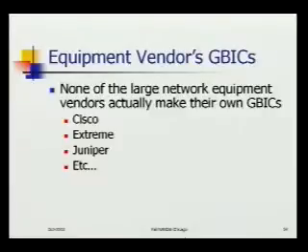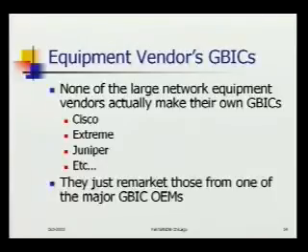One thing that you may not be aware of is that none of the larger network equipment manufacturers or vendors actually make their own GBICs, and that includes people like Cisco, Extreme, and Juniper. They merely get the GBICs from someone else who can do it a lot cheaper and remarket them.